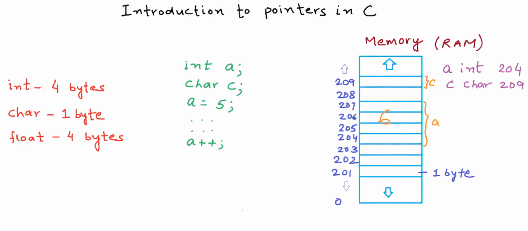Now all of this is really cool, but can we know the address of a variable in our program, or can we operate upon these memory addresses in our program? Well, yes, you can do so in a C or C++ program using the concept of pointers.